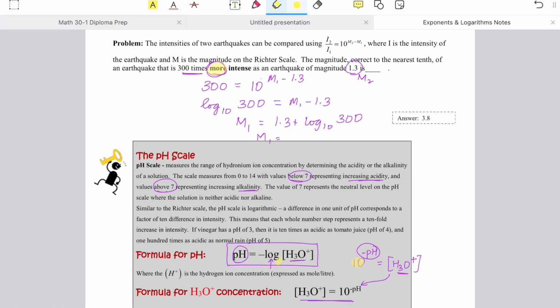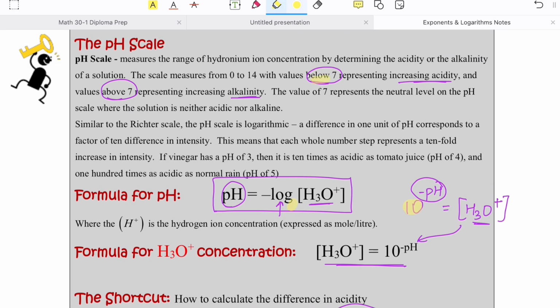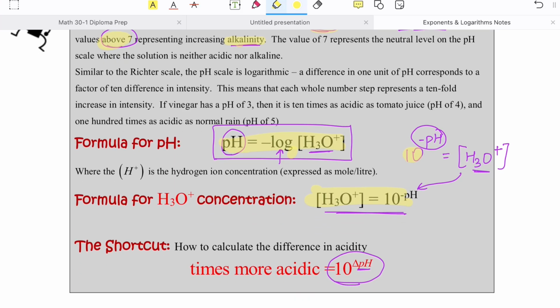Then we did some pH questions. If it's below 7, it's acidic. If it's above 7, it's basic. And this is a formula you'll be using for it, negative log of H3O plus. And then if you need to do the reverse, it's going to be H3O plus is equal to 10 to the power of negative pH. Again, if you need to figure out how many times more acidic, it's going to be the difference of the pH.